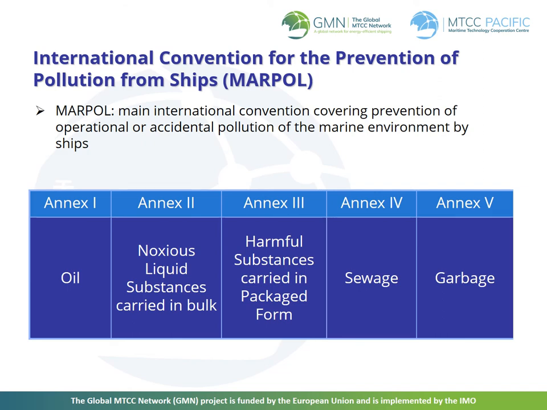The 1992 amendments to Annex 1 made it mandatory for new oil tankers to have double hulls and brought in a phase-in schedule for existing tankers to fit double hulls, which was subsidized in 2001 and 2003. Annex 2 sets out the regulations for the control of pollution by noxious liquid substances in bulk.